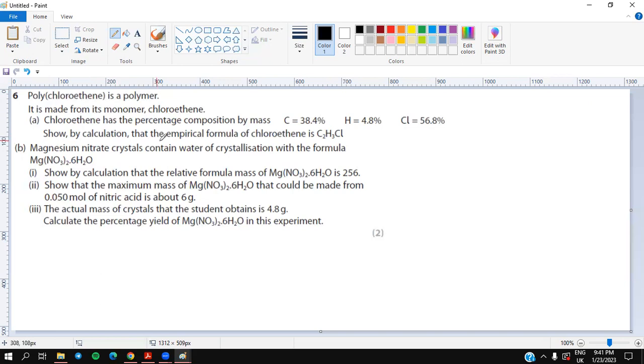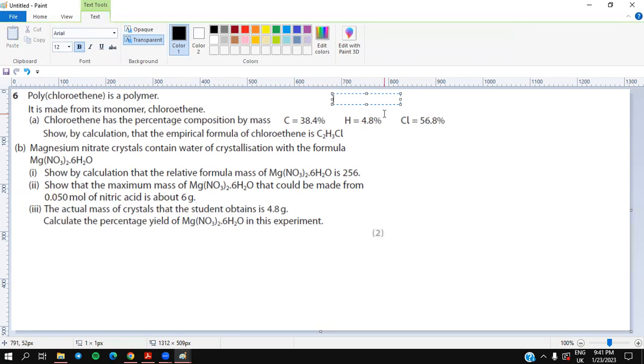Show by calculation that the empirical formula of chloroethene is C2H3Cl. We have to find the empirical formula. If you have forgotten, the empirical formula is the simplest ratio of different types of atoms present in a molecule.